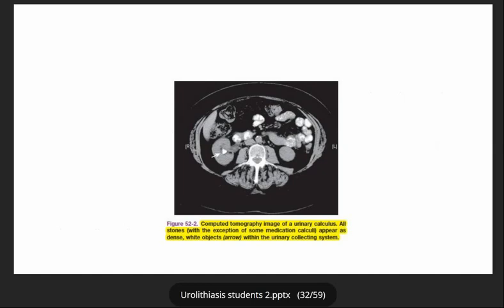And this is an example of a CT scan. You can see on the right kidney, as shown by the pointer and the arrow, there is a stone in the kidney.